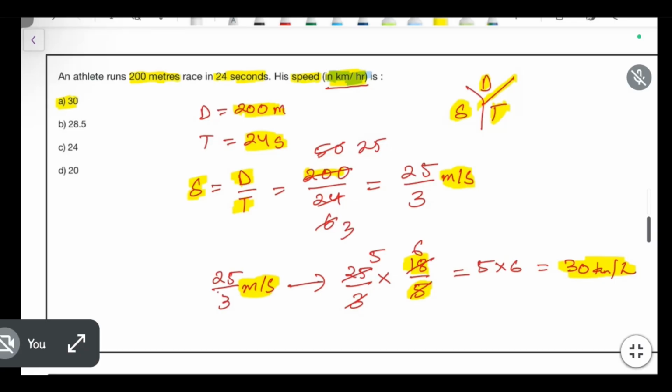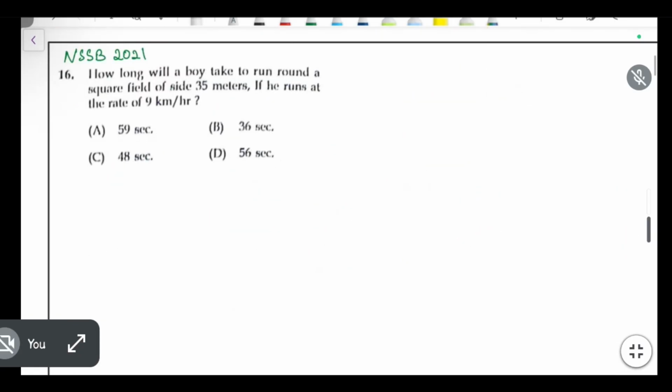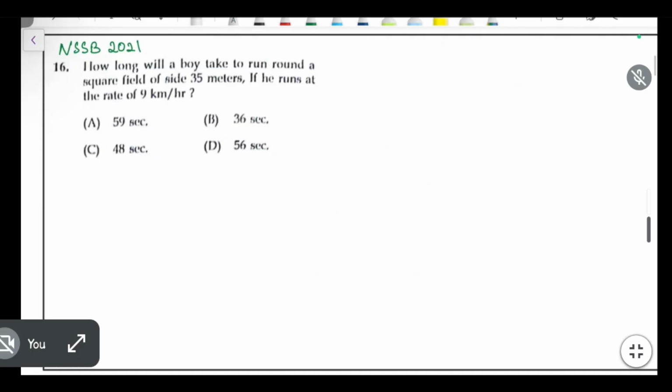Let's do a similar type of question again. This was asked in NSSB 2021. How long will a boy take to run around a square field of side 35 meter if he runs at a rate of 9 kilometer per hour?